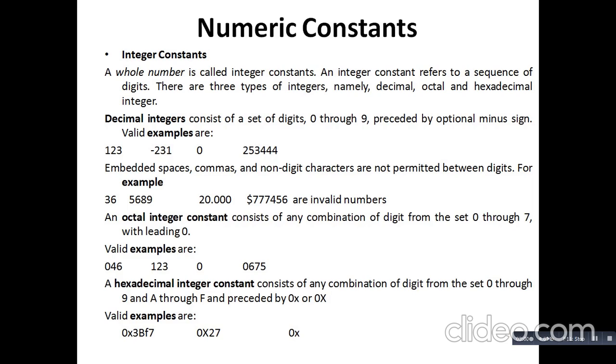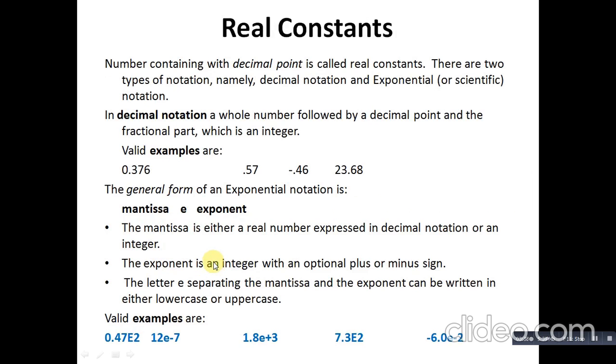A hexadecimal integer constant consists of any combination of digits from the set 0 to 9 and capital A to capital F, preceded by 0 small x or 0 capital X. The valid examples are 0x3BF7, and next 0x27, and the third example is 0x. So these are the valid examples of a hexadecimal integer.